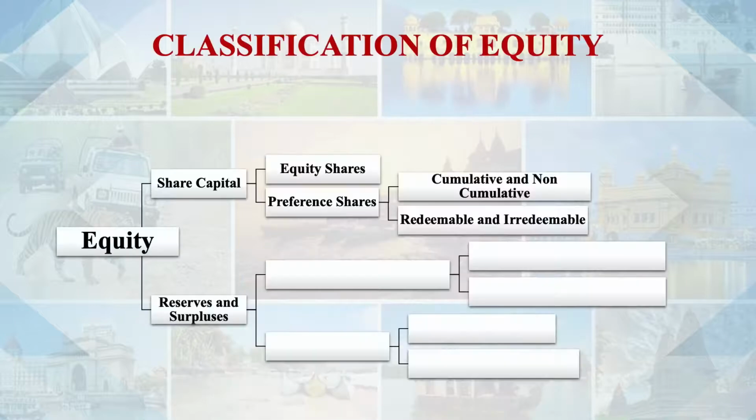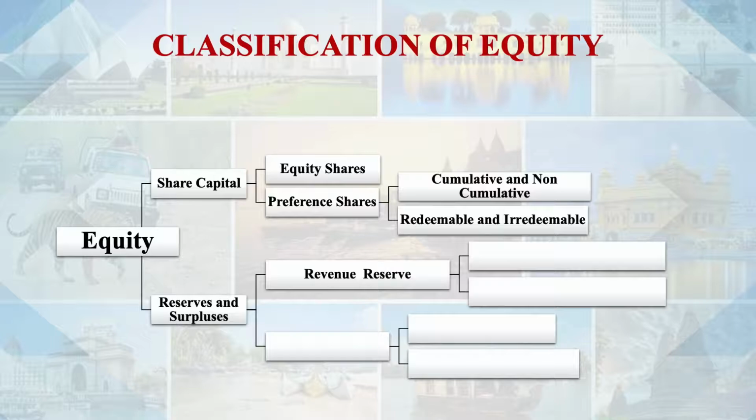Now, let us go to another category, that is the reserves and surpluses. These reserves and surpluses are basically created by the company out of certain profits. Now, what are those profits? Depending on that, we have classified these reserves and surpluses into two categories: one is a revenue reserve and another is a capital reserve.